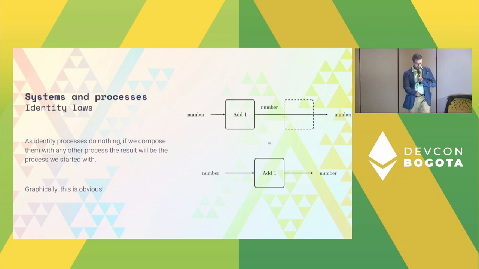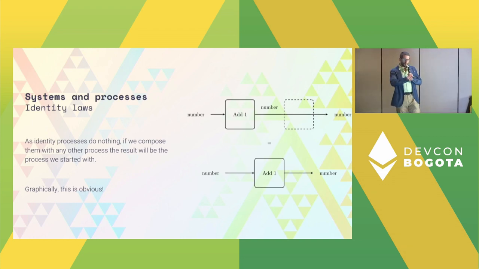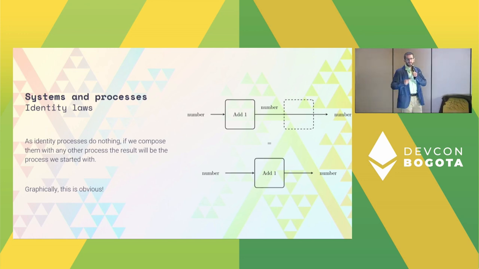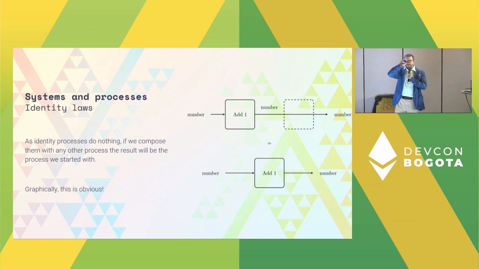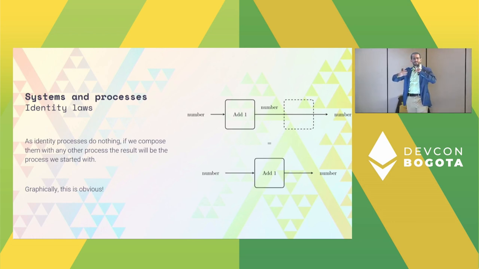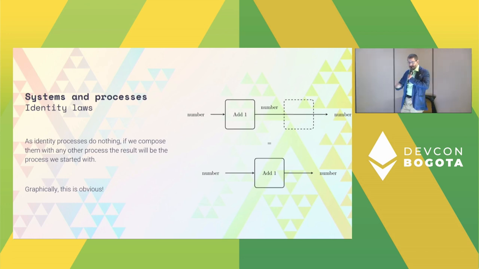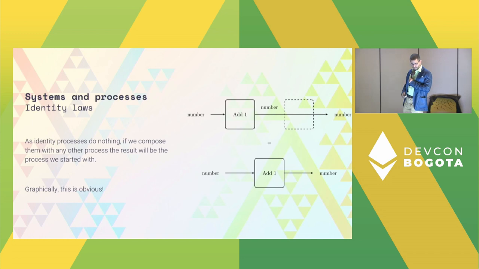Similarly, I don't have it here on the slides, but you can understand that in this formalism, the composition is associative. We don't use parentheses. If you concatenate three boxes one after the other, it doesn't matter in which order you abstract them. In the end, you only have three boxes, so it doesn't matter how you group them.